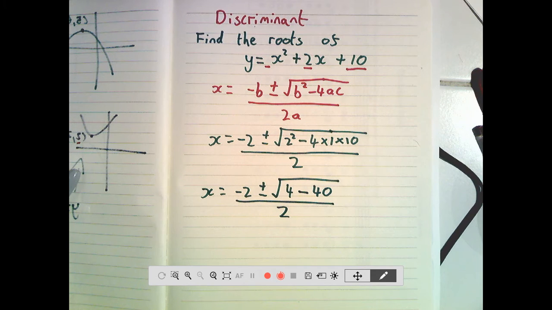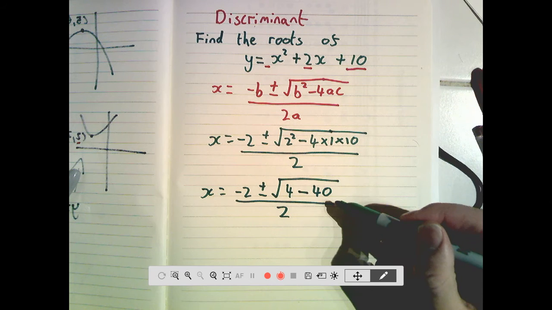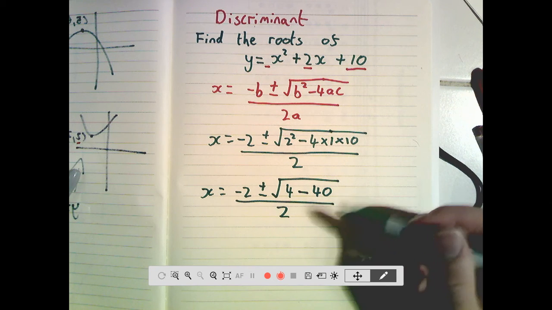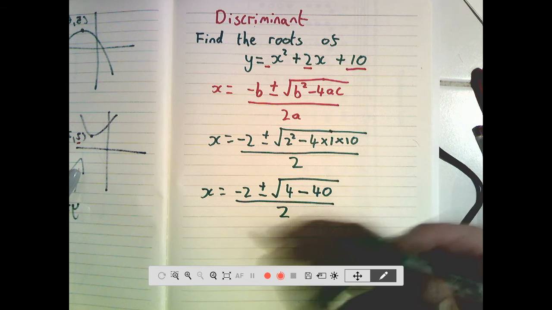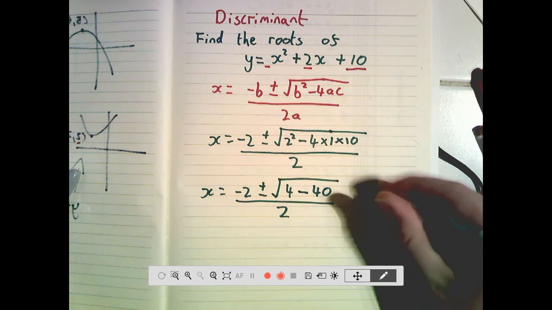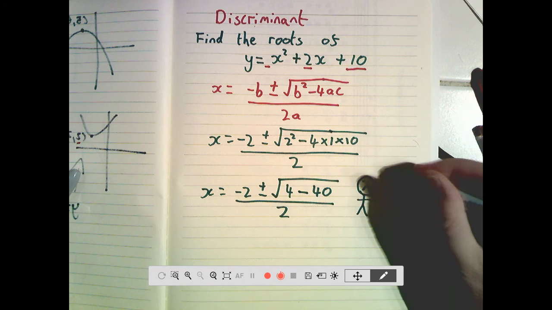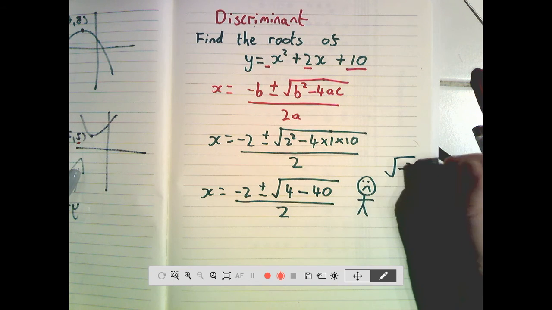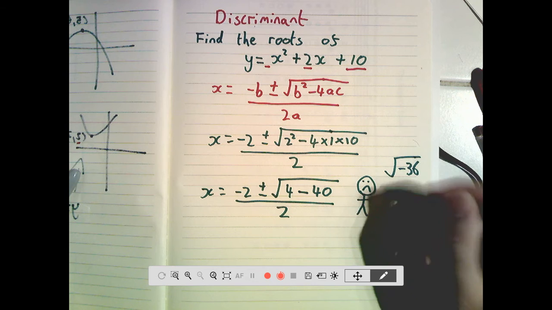And now we've run into a problem. And our problem is this. 4 take away 40 is negative 36. So in order to work out this answer, what we're going to have to do is work out what the square root of negative 36 is.